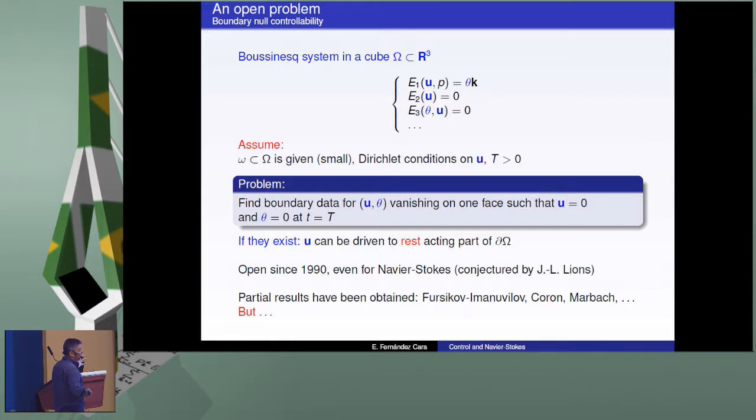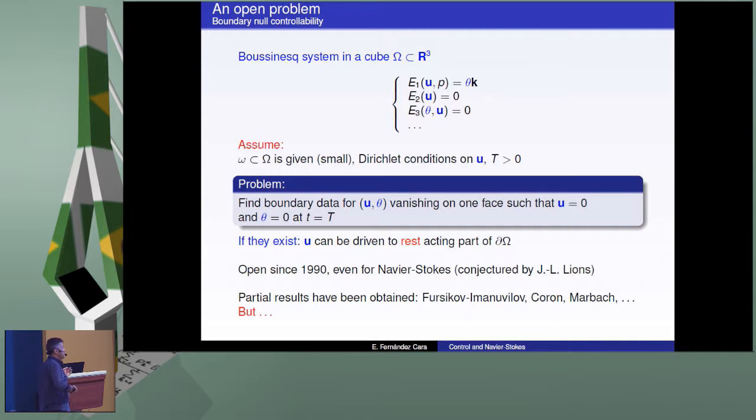Let us consider an open problem which has origin in Lions. We are going to consider the Boussinesq system. I remind you that the Boussinesq system was the Navier-Stokes equations coupled to another equation, a heat-like equation for an additional variable. This is the Boussinesq system in which the additional variable is called here theta and not psi as before. I call it theta because I want to interpret theta as a temperature. So this is the Boussinesq-like system, and I'm going to consider this system in a cube, Omega in R3.